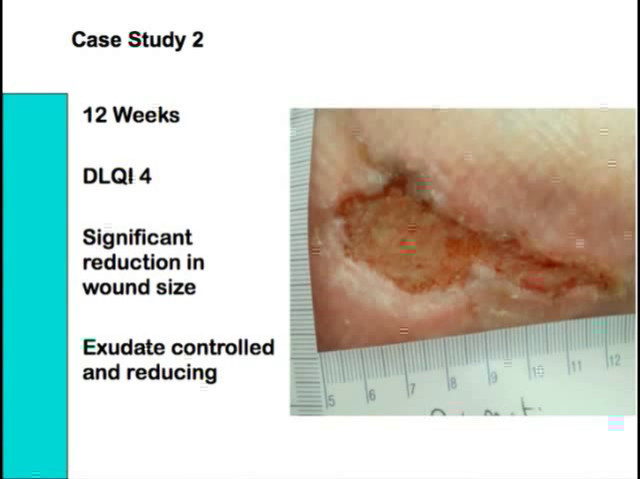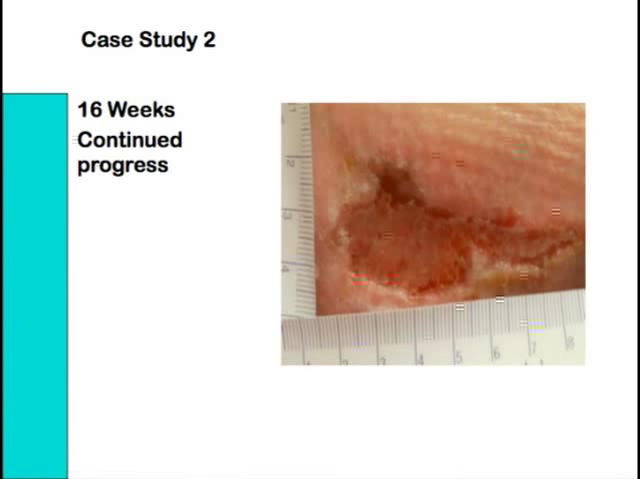12 weeks of treatment, DLQI now down to 4, significant reduction in wound size. Exudate remains controlled and is now reducing, and a reducing level of exudate is a really good clear clinical indicator that healing is going well. At 16 weeks, we continue to progress. I saw the patient yesterday in clinic and they're now very nearly healed.